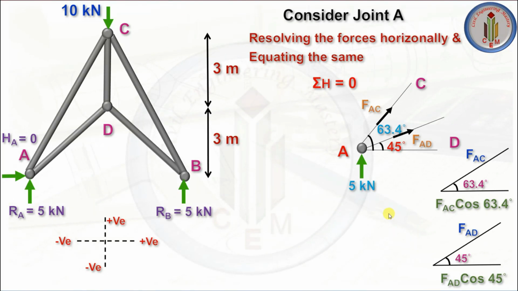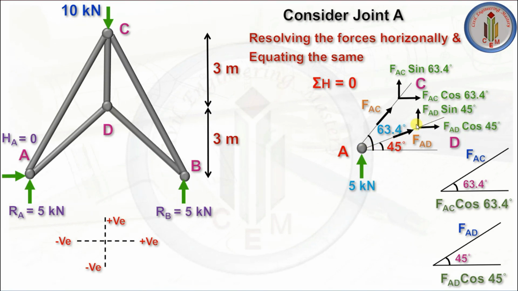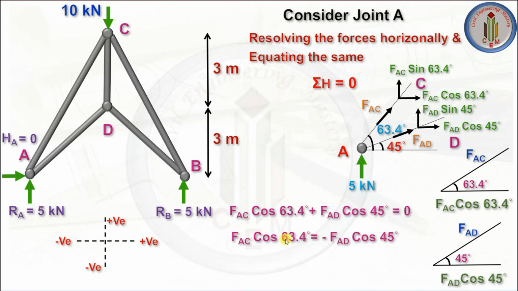Now coming back to the point, here this is the vertical force FAC sine 63.4 degrees and this is the horizontal force FAC cos 63.4 degrees. Similarly, for this member we have FAD sine 45 and FAD cos 45. So first, summation of horizontal forces is equal to 0. So FAC cos 63.4 degrees plus FAD cos 45 is equal to 0. We can convert this into one term, so FAC is equal to minus 1.58 FAD.